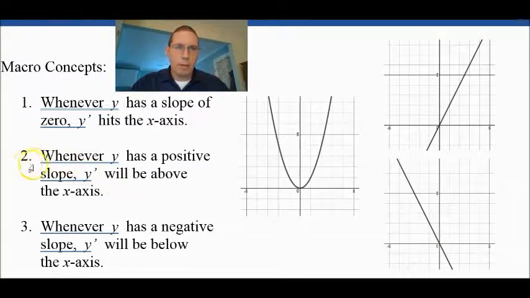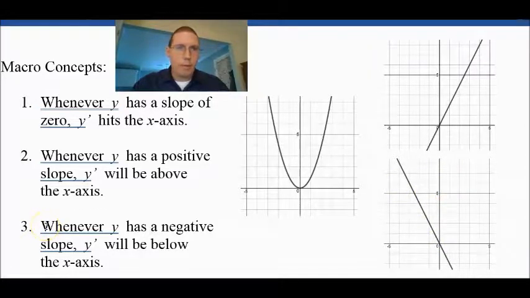But macro concepts 2 and 3 give away the correct derivative because it says whenever y has a positive slope, y prime will be above the x-axis. Well, where does this graph have a positive slope? On the right side. Positive slope on the right side. And therefore, the right side of the derivative should be above the x-axis. This is the x-axis, this is above. This one is above the x-axis on the right. This one down here on the right-hand side is below the x-axis. So this cannot be the derivative.